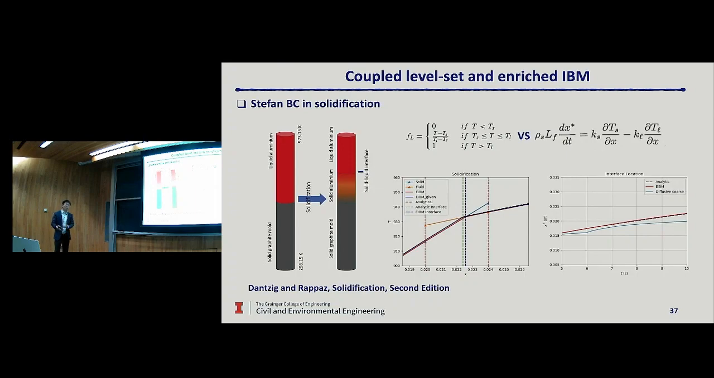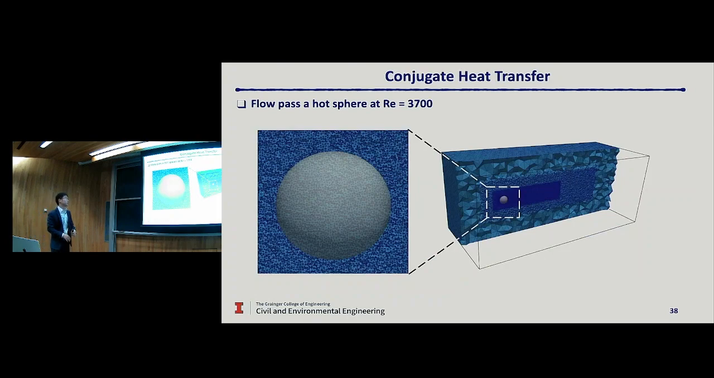Of course, there are many boundary conditions in additive manufacturing you need to handle, so we haven't fully extended this approach to additive manufacturing application. But what we do achieve is we have integrated this approach with a fluid field. So we are able to simulate convective conjugate heat transfer by using this enriched immersed boundary method. What you see here is a flow past a hot sphere at Reynolds number equals 3700. Here we immerse the sphere inside of the flow. The flow and the sphere have different conductivity ratios.